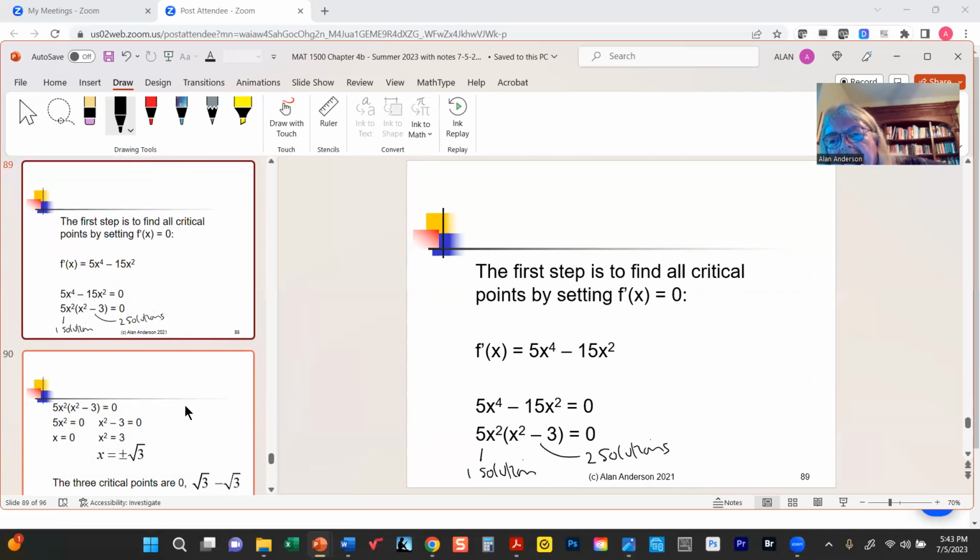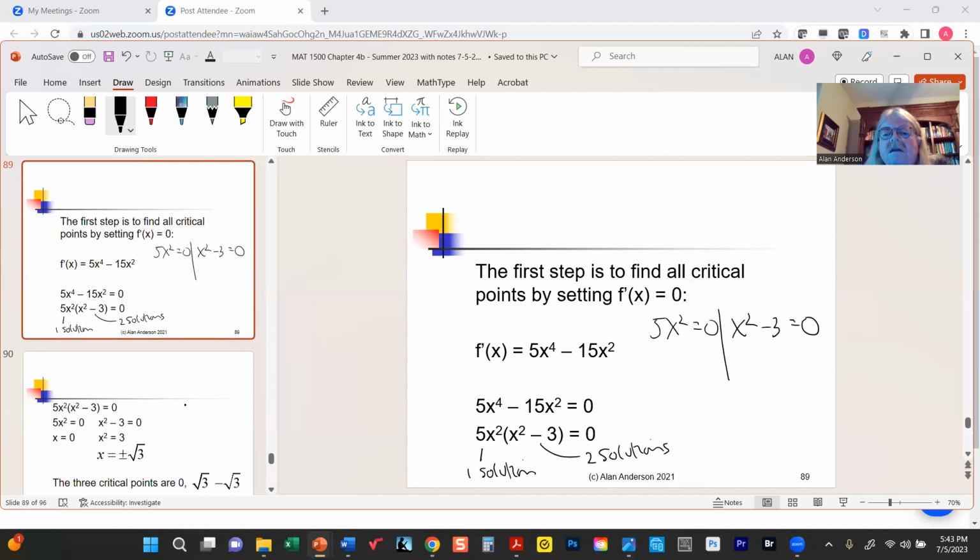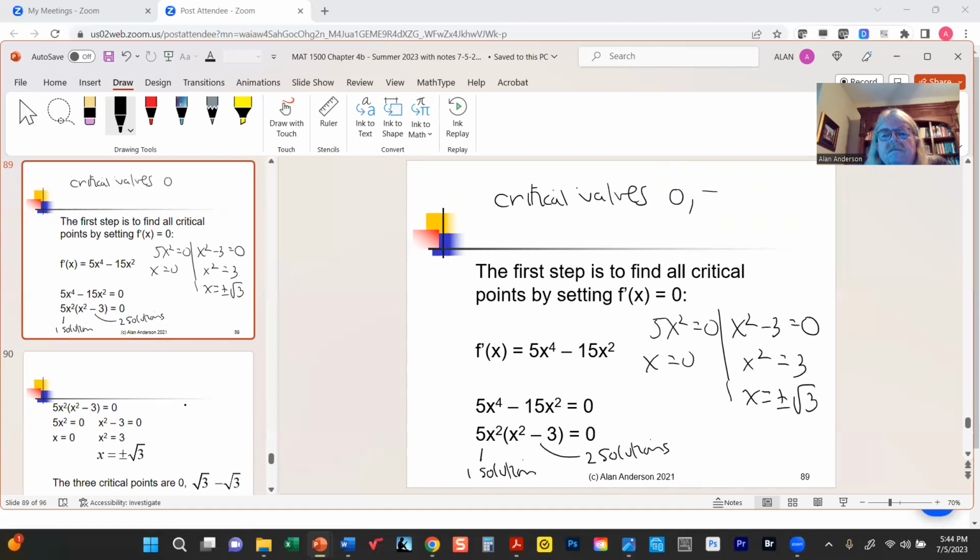Now, since it's such a high order function, we're going to have multiple solutions. We've got 5x squared times x squared minus 3 equals 0, which implies x equals 0, and over here, x squared equals 3. So we've got the three critical points or values. So we're going to check them all out.